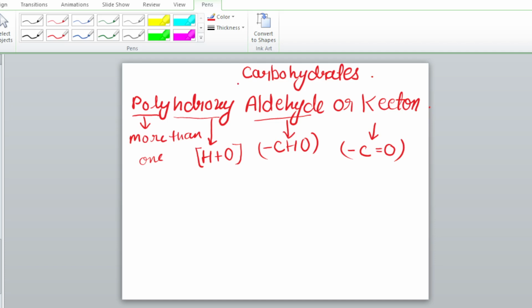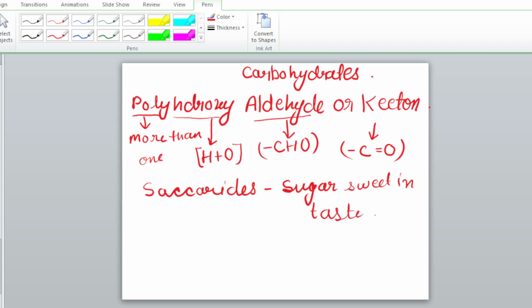What are carbohydrates? Carbohydrates are polyhydroxyaldehyde or ketone. We can also say that carbohydrates are aldehyde or ketone with multiple hydroxyl groups. Carbohydrates are basically saccharides. What are saccharides? The sugars that are sweet in taste are known as saccharides.